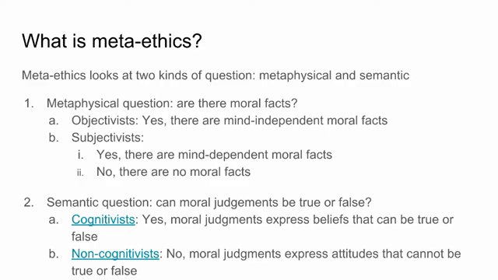Now, non-cognitivists deny this, and they say that moral judgments don't, strictly speaking, have cognitive content. They cannot be true or false. A frequent move made by non-cognitivists is to say that moral judgments express attitudes. So if I say stealing is wrong, I really mean boo, stealing, or I disapprove of stealing.